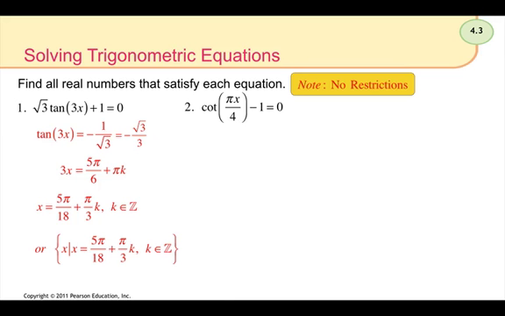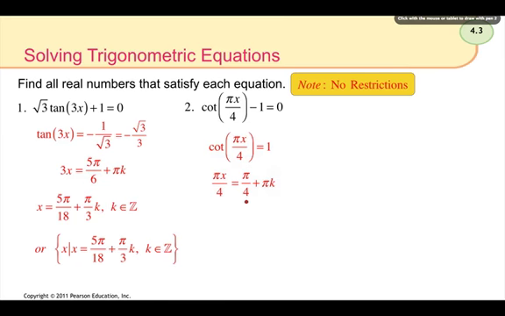Here's number 2. Just like number 1, our goal is to solve for x in this equation. So I'm going to isolate cotangent of this argument, and I end up with cotangent of pi x over 4 equals 1. And at this point, you need to consider cotangent of what angle is equal to 1? It turns out to be pi over 4 and pi k units after that. So then you bring down the argument.